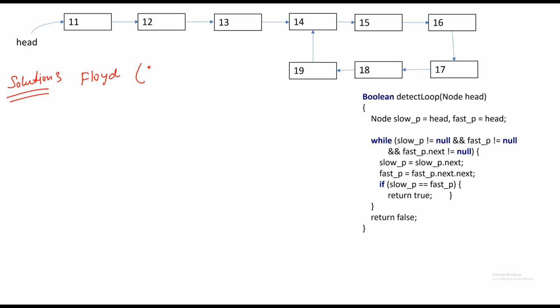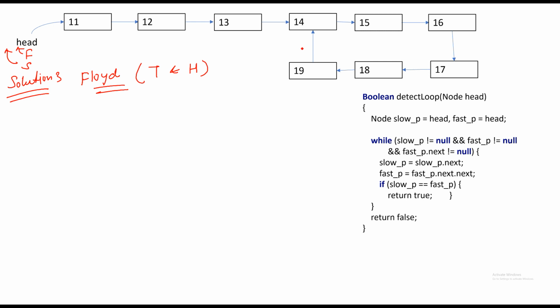Floyd or tortoise and hare solution. Okay, so this is a very simple solution where we're going to create two pointers, one will be your fast pointer and one will be your slow pointer. Initially, the fast pointer and the slow pointer will both be pointing to your head itself. Now we will traverse this given linked list.